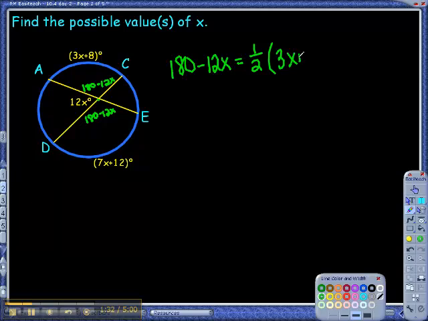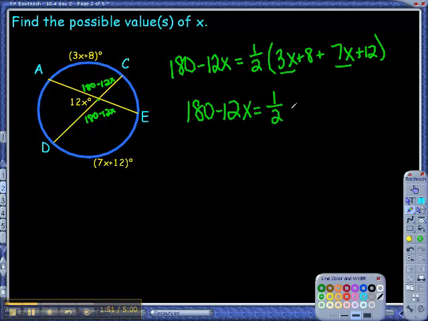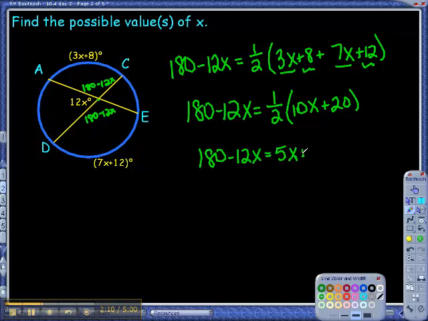So the 3x plus 8 plus the 7x plus 12. So 1/2 of that sum, which when we combine like terms, we're going to say 180 minus 12x is equal to half of, and our 3x plus 7x would give us 10x, and our 8 and our 12 would be 20. Now, here's one where I might just distribute that 1/2 because they're both even values. So we have 180 minus 12x is equal to 5x plus 10.